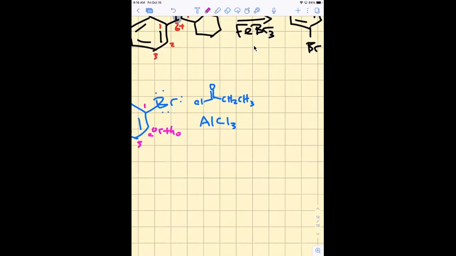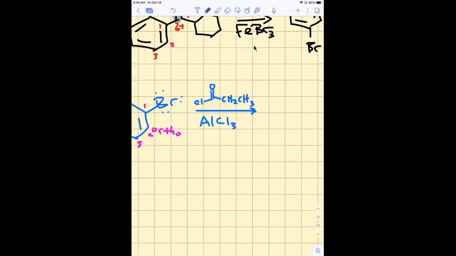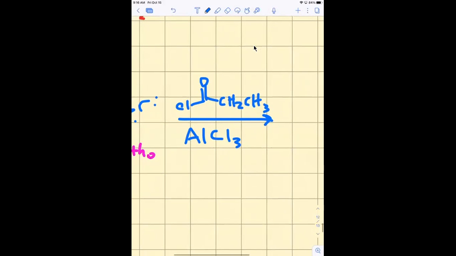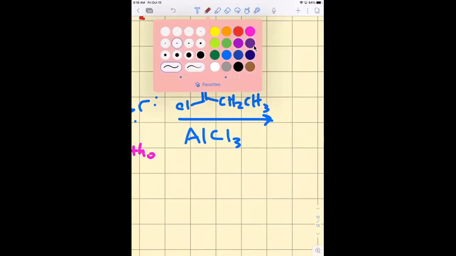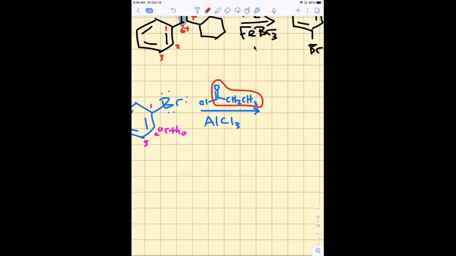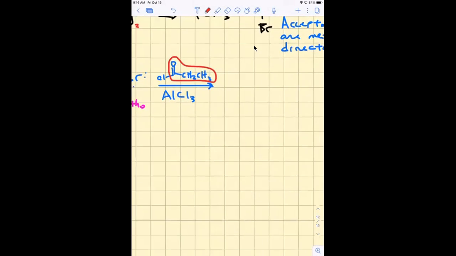We're doing a Friedel-Crafts acylation. What am I adding to the ring? It's the whole thing, except Cl. So I'm adding this group right here. Is that right? Yes. And because I have a directing group on the ring, a substituent, I'm going to add that at both the ortho and the para site.